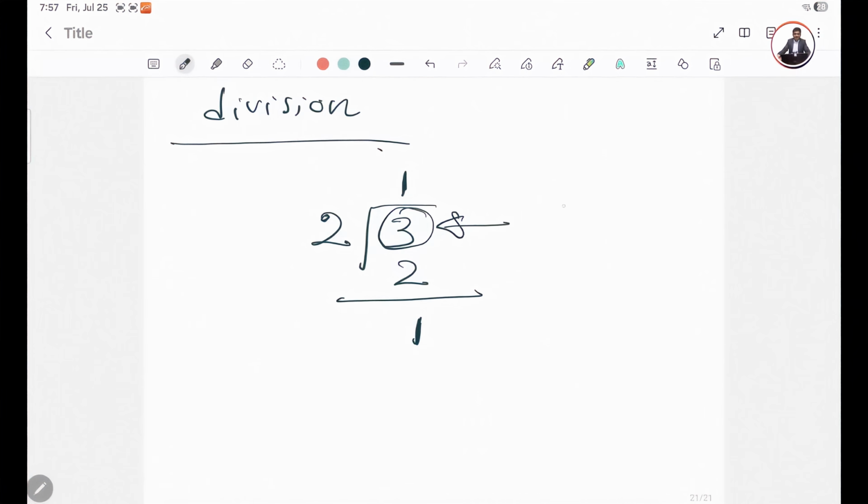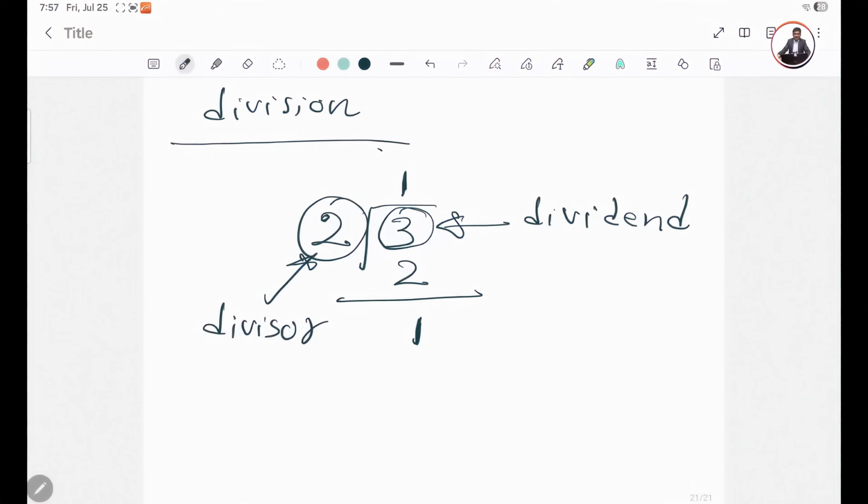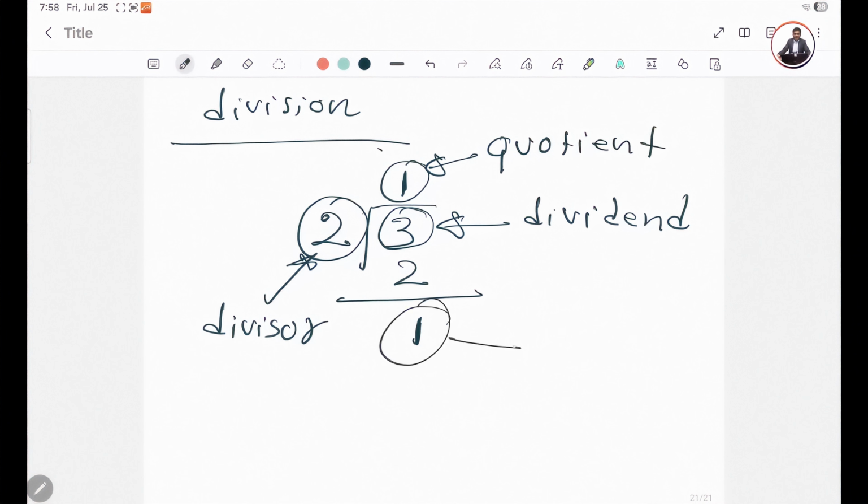So actually this number is the dividend. And this is the divisor. We call it divisor. And this one we call quotient. Quotient. And this one is the remainder. All right.